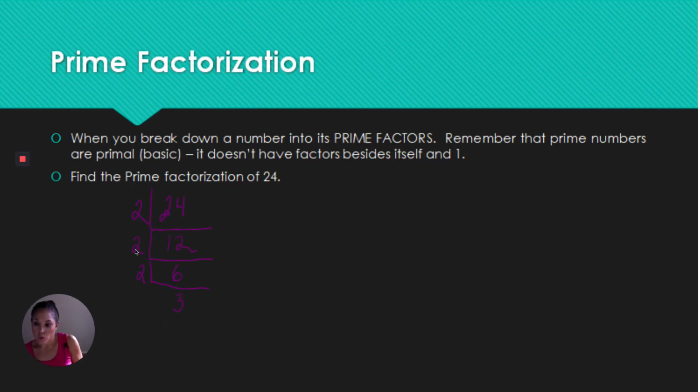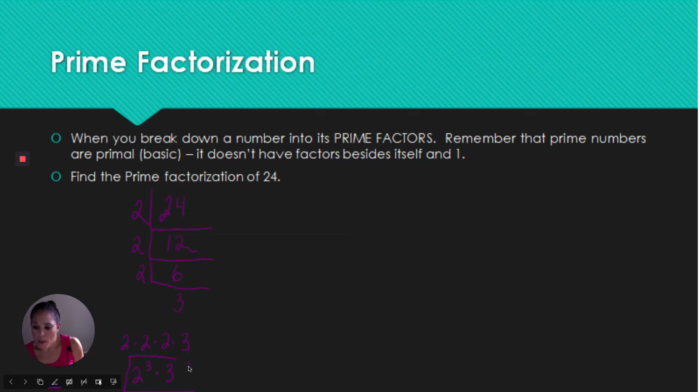Now look at my numbers out here. I have a 2, a 2, a 2, and a 3. These are all prime numbers. I have taken 24 down all the way to its prime numbers. So you will rewrite this as 2 times 2 times 2 times 3. But you're not done there, okay? So you all have learned about exponents. This is the same thing as 2 to the third times 3. And this is your answer.